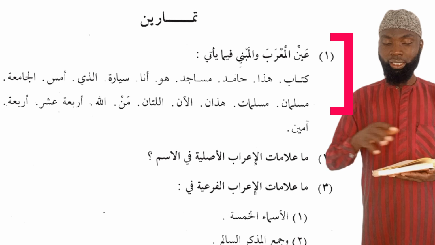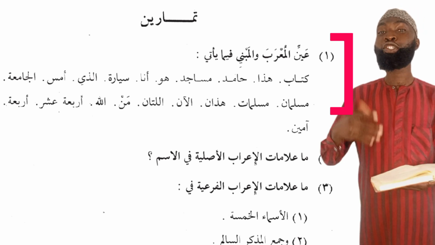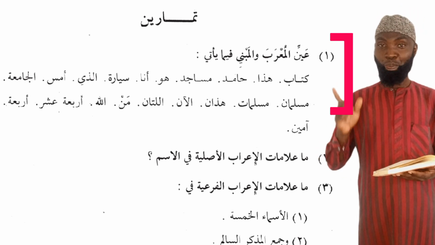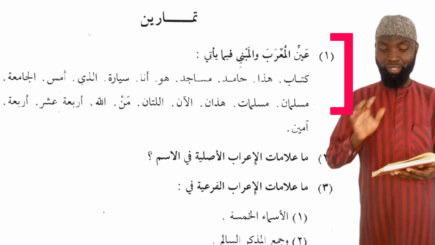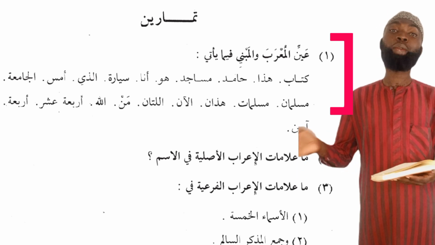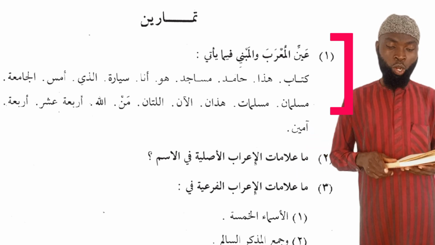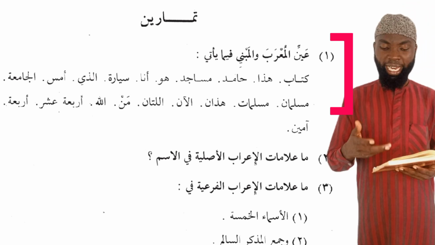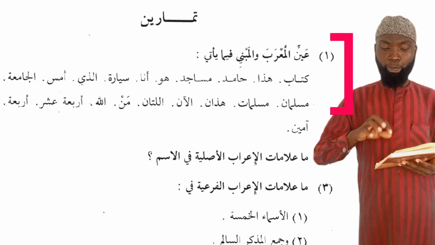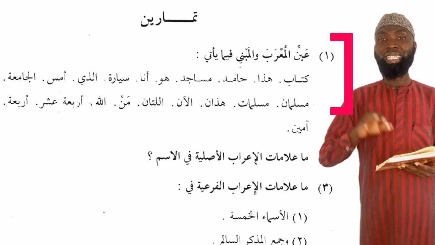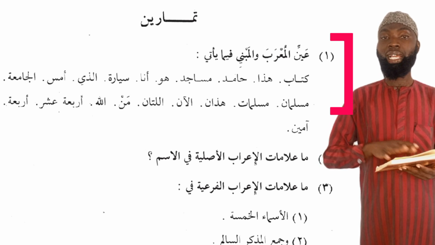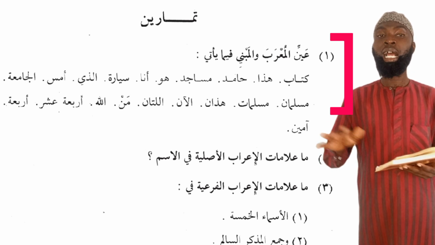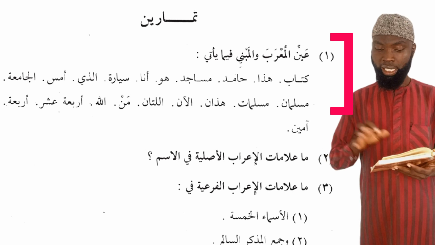Now we have a small exercise to go through, so you know if you actually learned this topic very well. So you have to solve this by yourself, but I'll help you to solve it. You can compare your answers with mine. Let's go on. We have number one, أين المعربة والمبنية فيما يأتي. Indicate the declinable nouns and also the non-declinable nouns. Indicate the nouns whose endings will change and those whose endings will not change in these words.